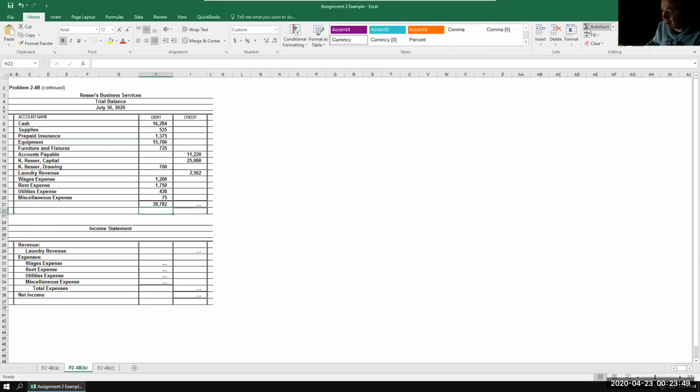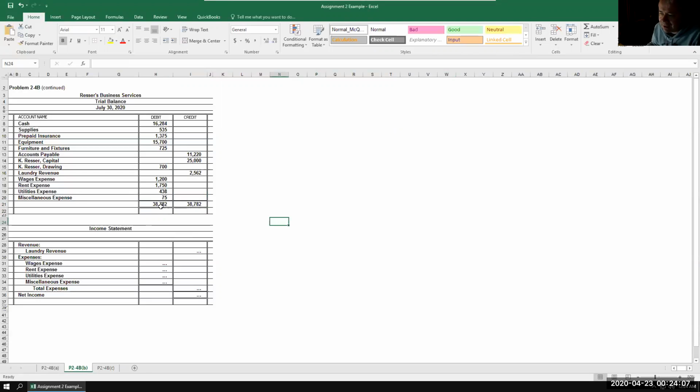What do we have on the credit side? Oops. So escape out of there. Oh, that's the wrong cell. Okay. So now we do the math here. And lo and behold, they balance.